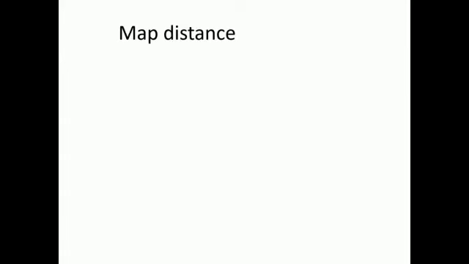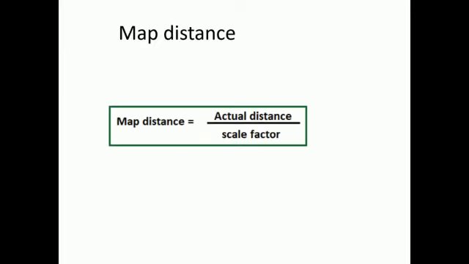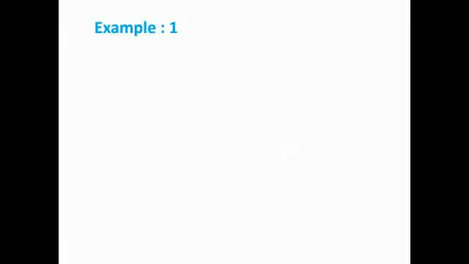Okay, so we are discussing map distance: how to find a map distance when we have an actual distance and a scale drawing. So this is the formula. Map distance is equal to actual distance divided by scale factor. When we explain with an example, you will get an idea of the map drawing, scale length and actual distance.